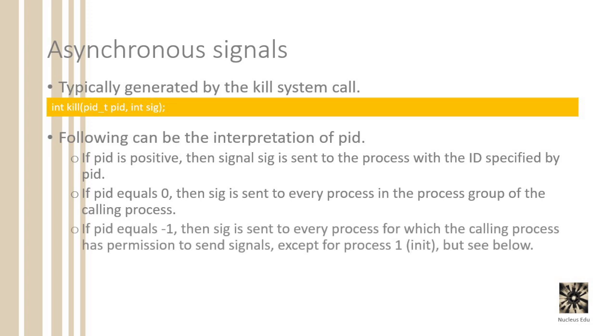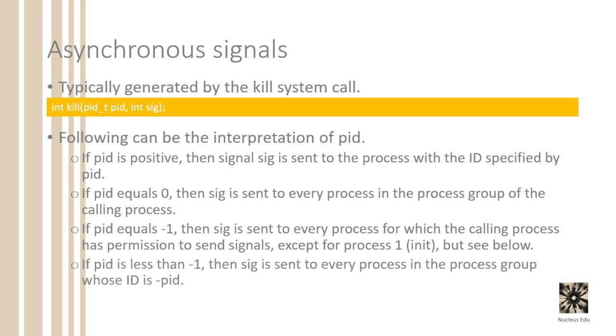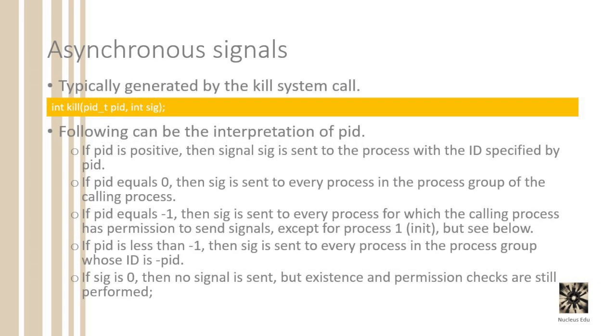If it is equal to -1, then the signal is sent to every process. And there are a few more options. Let's just skip those for now. We'll see it in detail when we look into the code.